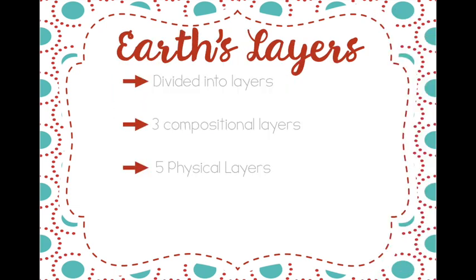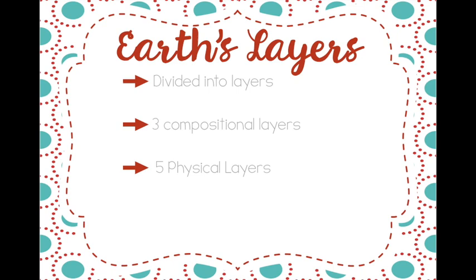Earth's layers. Now, Earth has two different sets of layers. They consider these two sets of layers. One is the chemical compositional layers, and the second group of layers are known as the physical layers. Now, obviously, the chemical composition layers are broken up based on the chemical composition of each layer. The physical layers are more about how they appear and their physical characteristics.